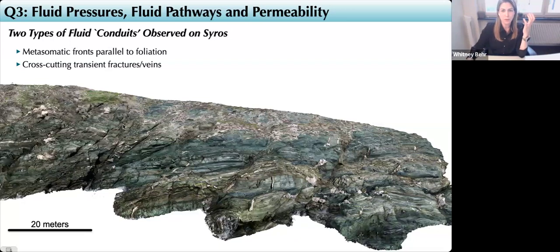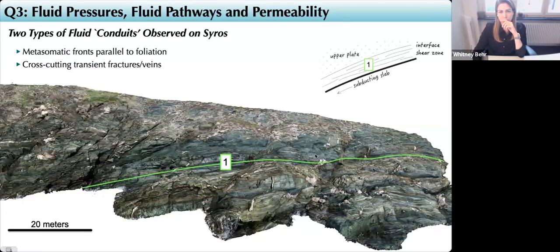So this is an image of a drone model of an outcrop. It's about 100 meters across here. And I'll just walk you through some of the different features that we see here and how we interpret them. So firstly, one of the main things that stands out is the main fabric. This pervasive foliation. It's defined by sort of banding and transposed layering.